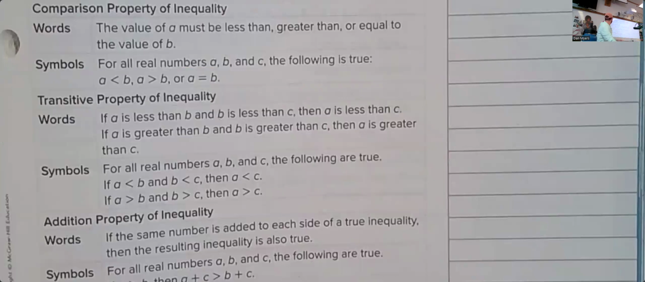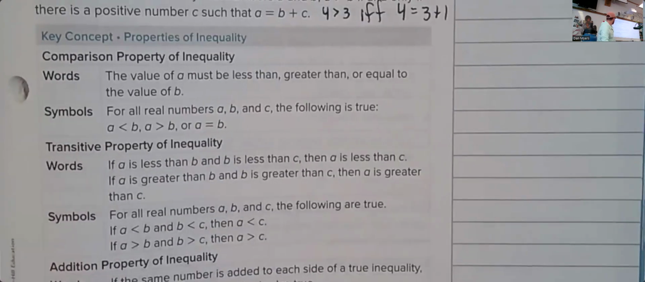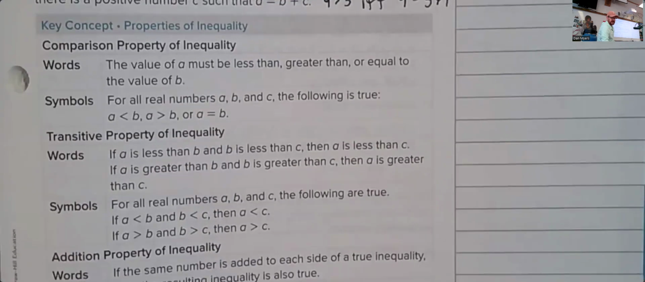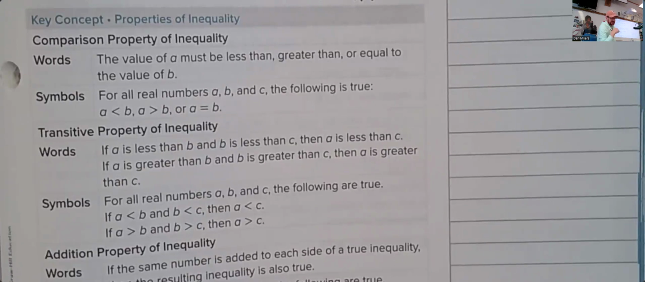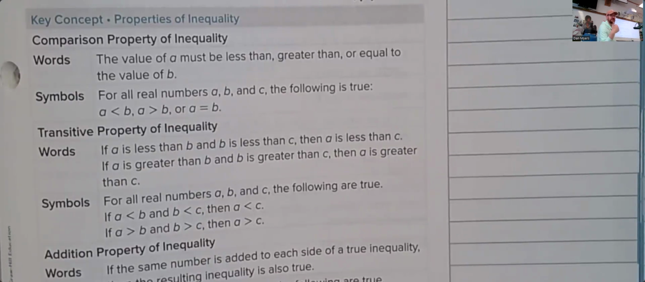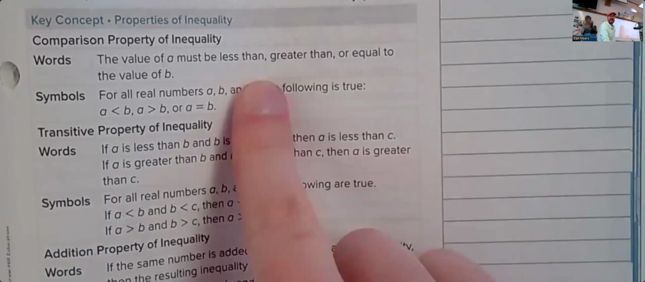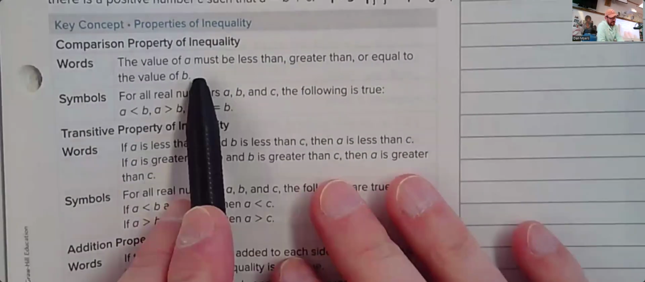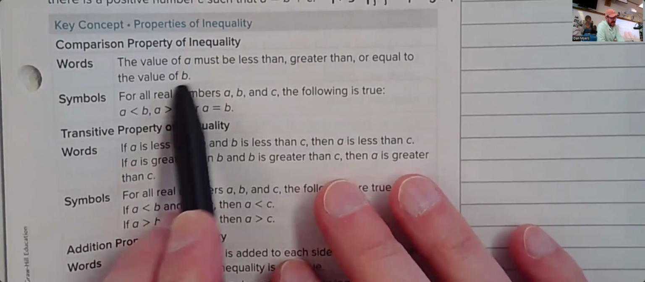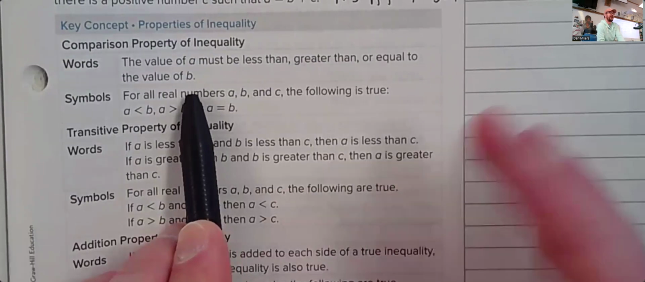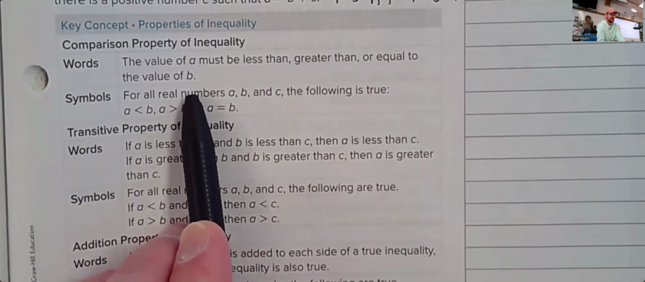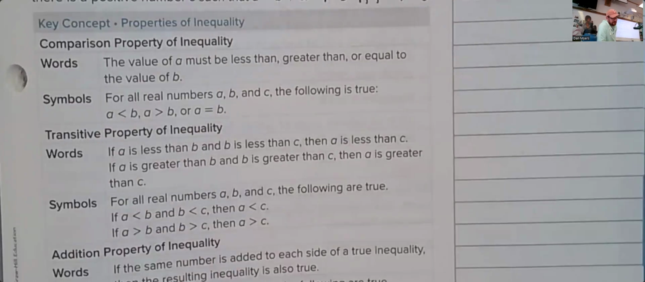All right, next thing. Comparison property of inequalities. Here's something that is almost like stunningly obvious. If you have two numbers, those two numbers are either equal to each other or not equal to each other, right? That's what this is saying. If you have a value of A and you have another value B, then A has to either be less than, greater than, or equal to the value of B. Those are the only options, right? Two numbers will either be the same or different. Kind of covers everything. That's all this is saying.